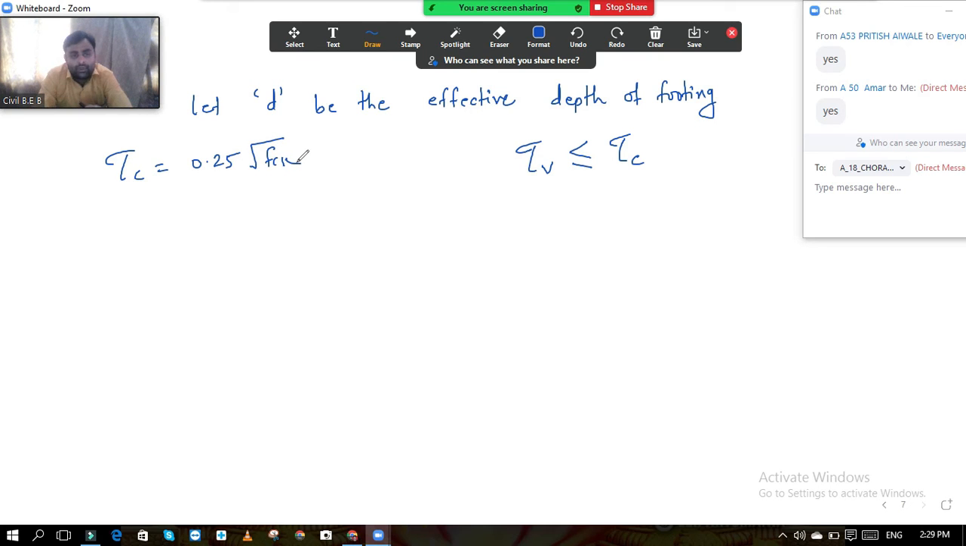0.25 under root fck. In the case of footings only you need to use this for tau c. In the case of beams in DCS 1, different formulas are there. That whole table is there. We calculate the strain and after that we will calculate the permissible stresses. That is for beams and columns. So for footing there is a single formula to calculate the permissible shear stress, tau c, and it is 0.25 under root fck. Okay, so these two things you must know.